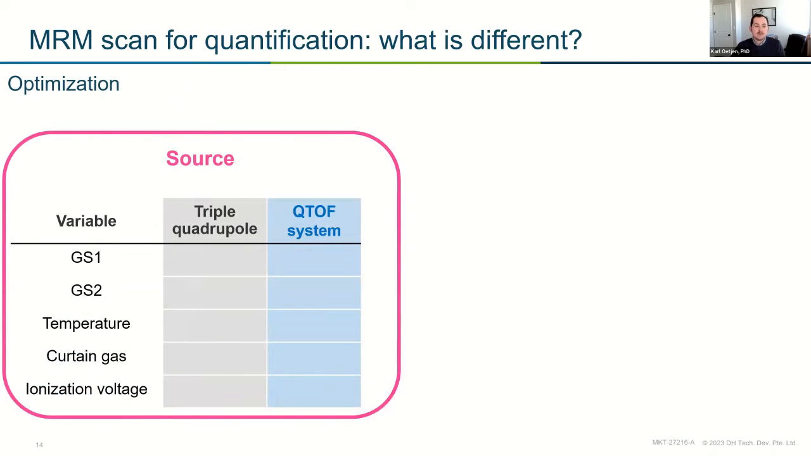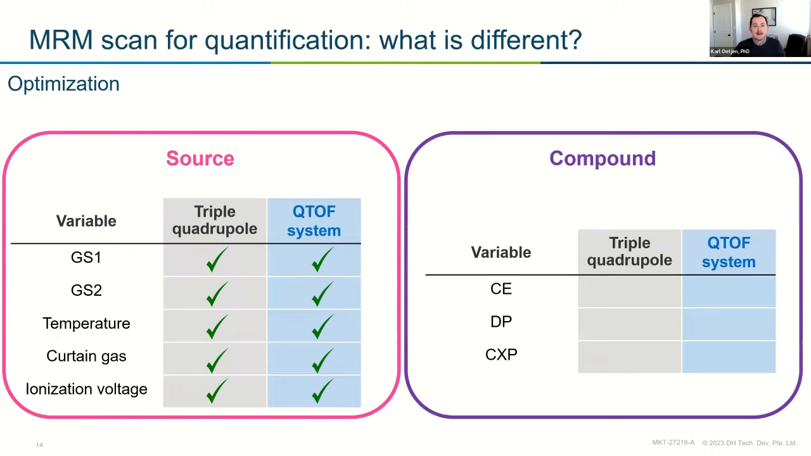So just to summarize, when we think about all those source conditions on a triple quadrupole, we're doing all the same things. Those variables should be very similar, if not identical, to what we're doing on a QTOF instrument. So GS1, temperature, ion spray voltage, all of that is going to remain pretty much the same. And the same with compound dependent parameters. So collision energy, declustering potential, all those variables are still the same thing we're going to optimize for.